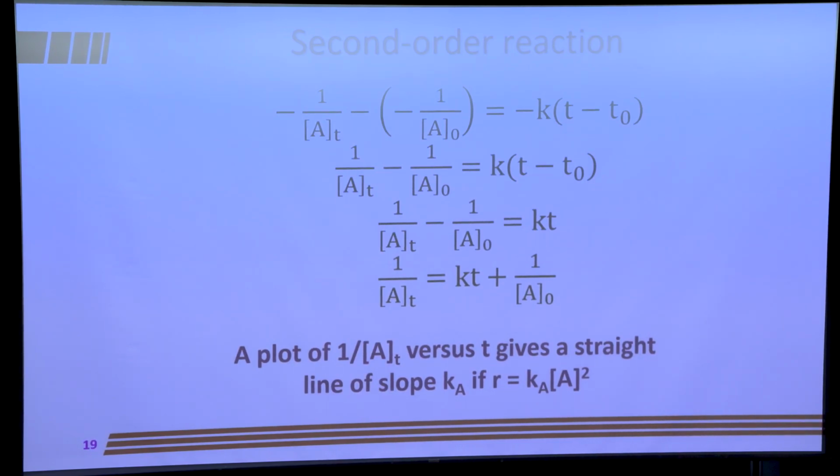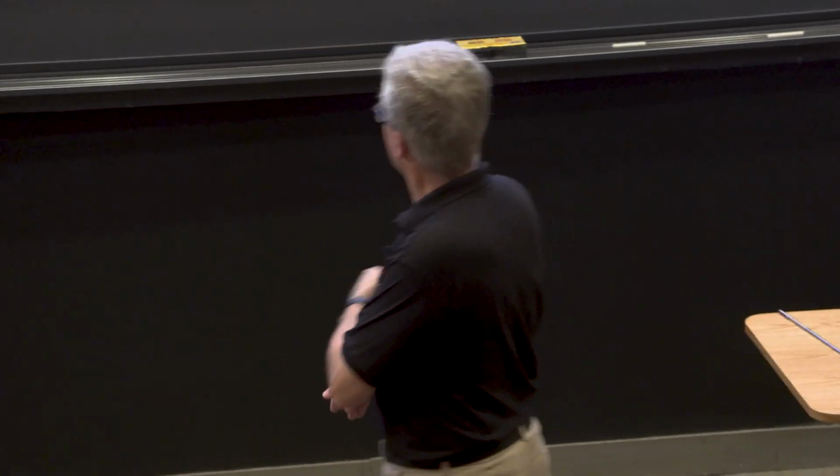The reason this is a trial and error method is that you have to first measure the concentration of A versus time. Then you have to plot log of concentration. If that doesn't give you a straight line, then you have to try 1 over concentration, to see whether it's first or second order.